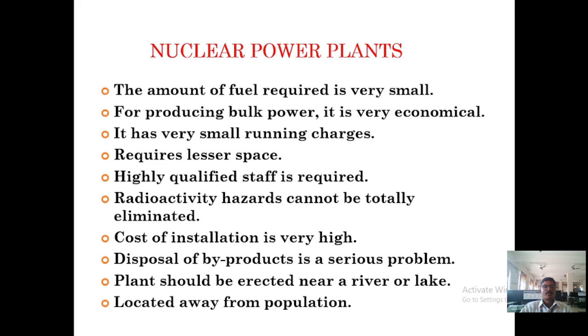The next one is the nuclear power plant. Another source is uranium. Uranium is used as a source in nuclear power plants. The amount of fuel required is very small. For producing bulk power, it is very economical, and it also has very small running charges. It requires less space than a thermal power plant. Highly qualified staff is required. Radioactivity hazards cannot be totally eliminated. The cost of installation is very high compared to other power plants. Disposal of byproducts is a serious problem.